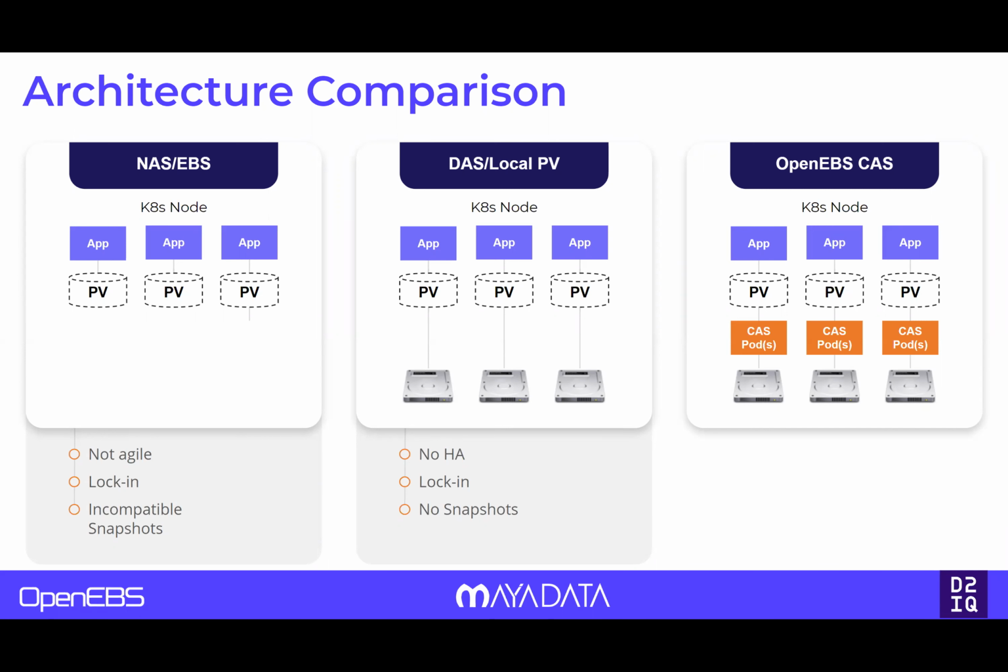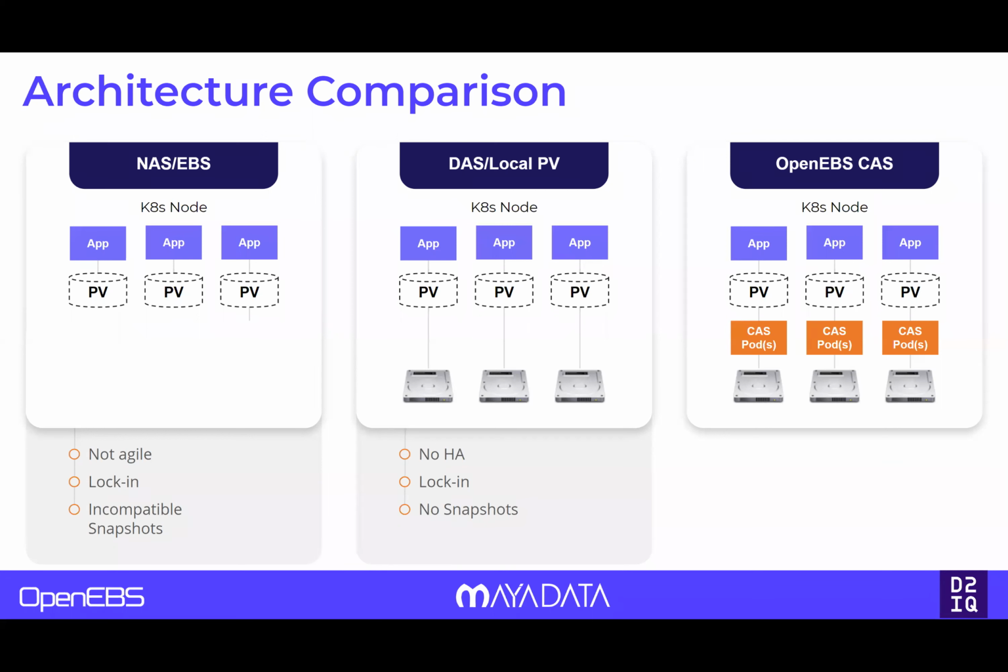You don't have any HA, definitely no snapshot. And the whole concept of container attached storage delivered by OpenEBS, well, it's kind of the best of both worlds. So we insert here the CAS controller that is basically a storage abstraction layer. It discovers all the local resources or even the remote resources. And then through the virtue of storage classes, you're going to control the storage underneath.